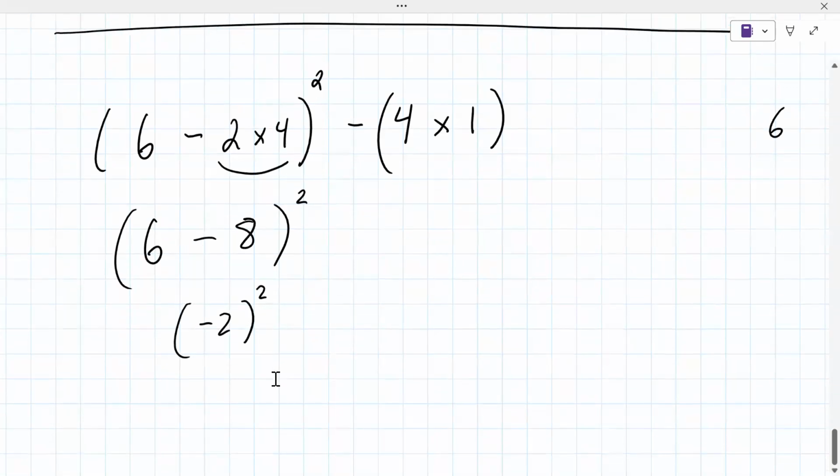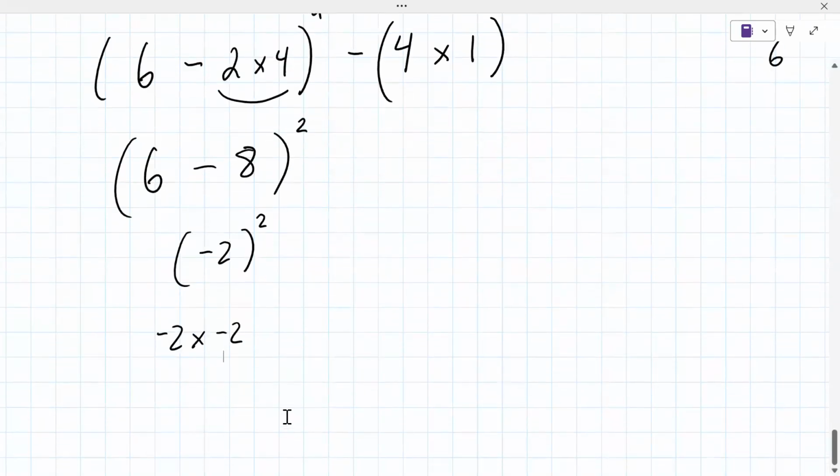Negative 2 squared means negative 2 times negative 2. What does that become? 4. All right. 4 times 1 is what now? 4 times 1 is 4. All right. So what is 4 minus 4? 4 minus 4 is 0. Okay.